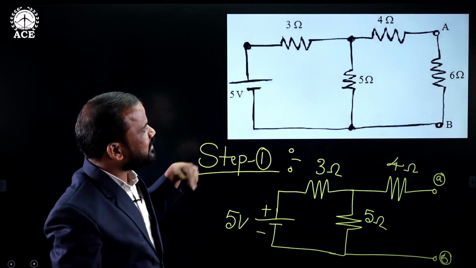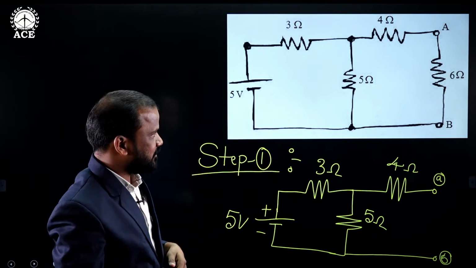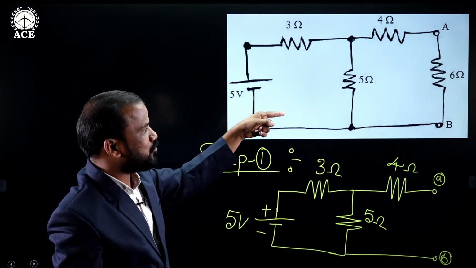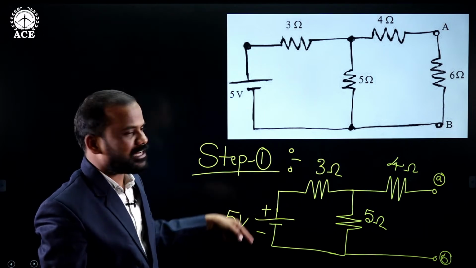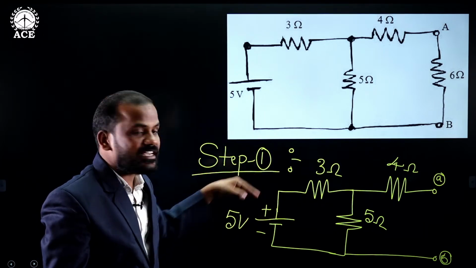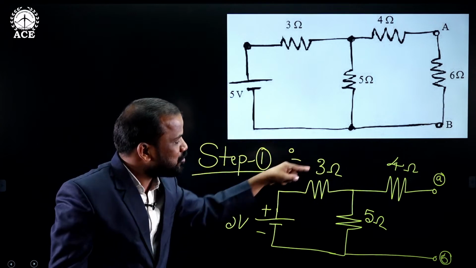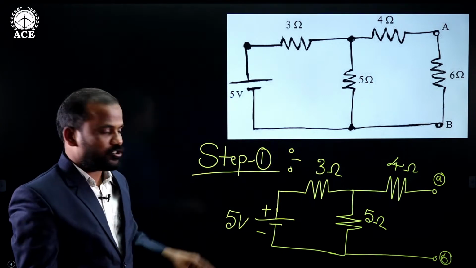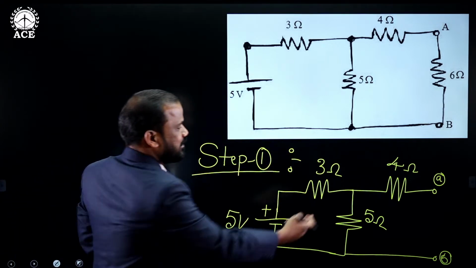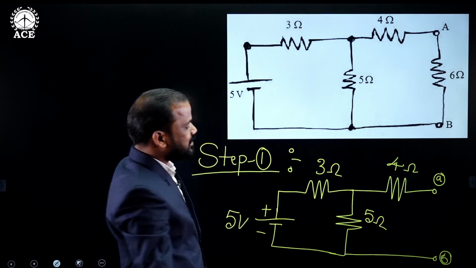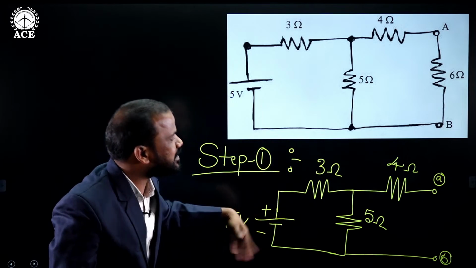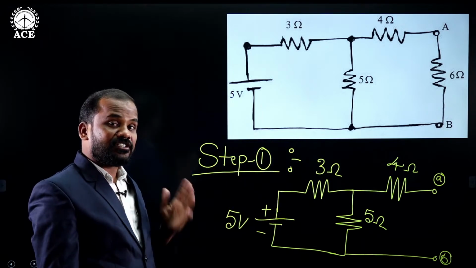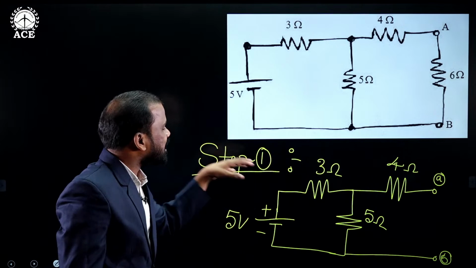See here, this is the original network. We identified that the 6 ohm resistance is the load resistor and we disconnected it, so the remaining network becomes like this. Now this network is a two-terminal linear network, because terminal A and terminal B are the names we already gave to the two terminals.